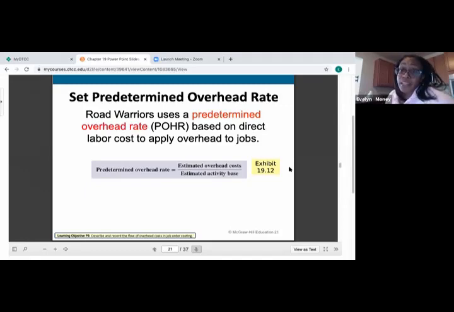The primary thing that I want you to take away from this predetermined overhead rate is that we find it using estimates. So we have to estimate overhead. And then we divide that by the estimated activity. For the company that we are dealing with and the example that we are seeing over and over again, Road Warriors, they are basing the overhead rate on direct labor cost. So I have to use my estimated direct labor cost as my denominator.